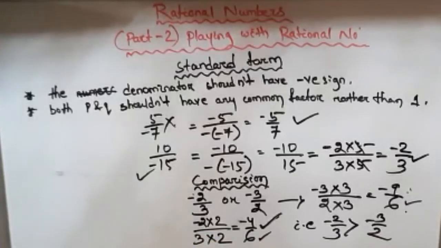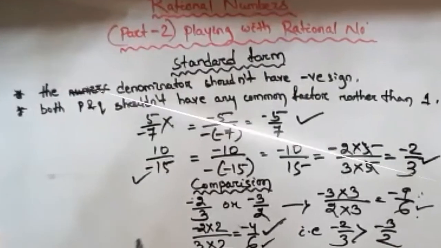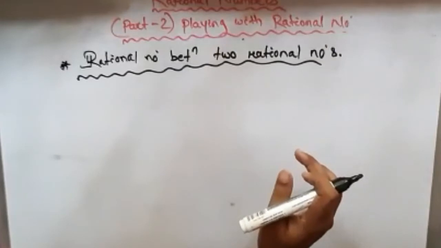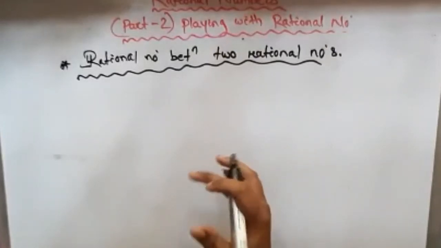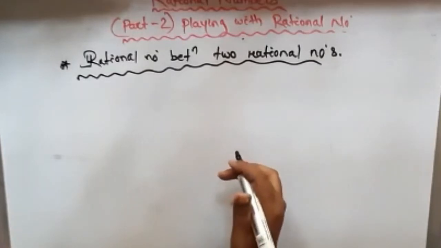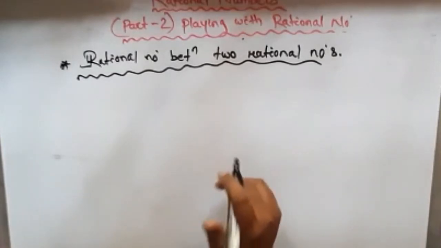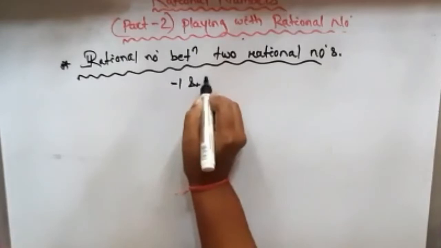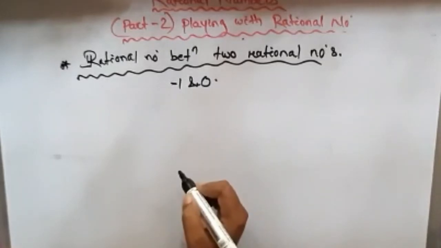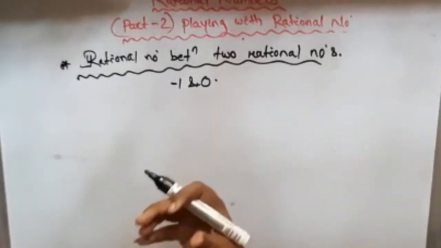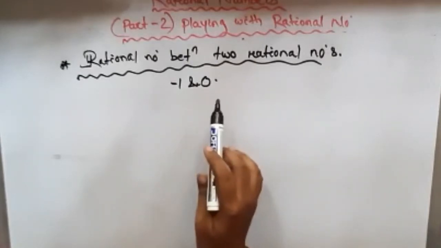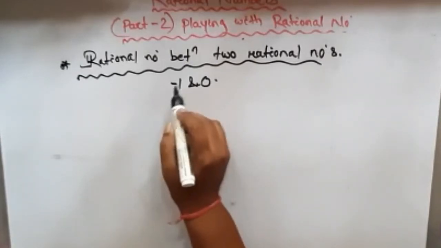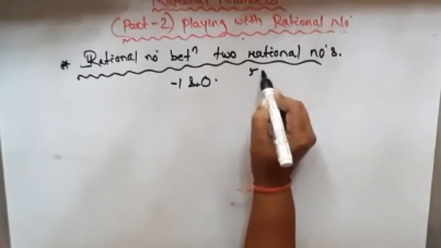Okay, next point we have to consider is rational number between two rational numbers. Now this part is very important, guys, so you have to concentrate here. Rational number between two rational numbers. If I ask you to find two rational numbers between minus 1 and 0, how will you find? We did this in fractions also. Between minus 1 and 0, you have to find 5 rational numbers.